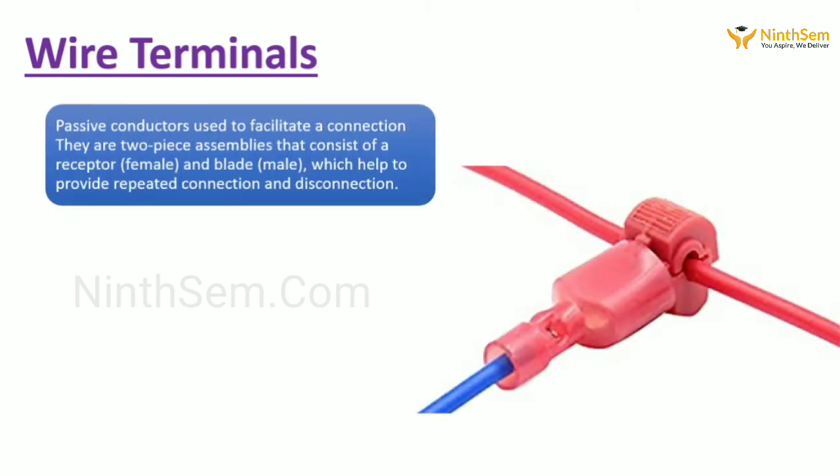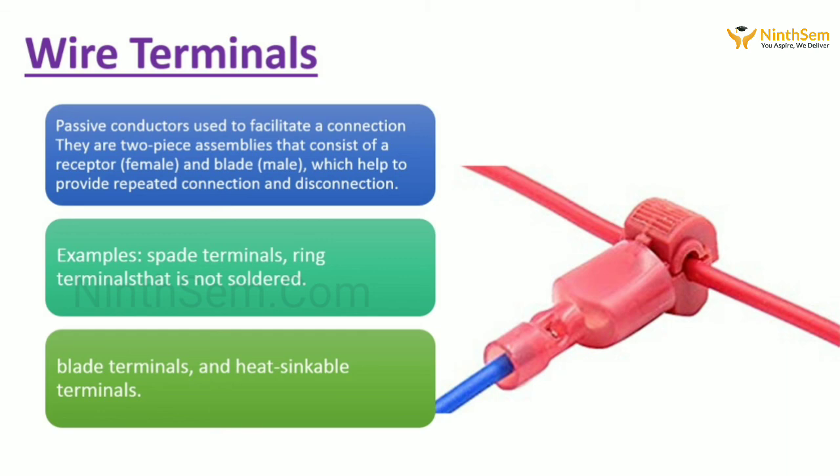Next come wire terminals. They are passive conductors used to facilitate a connection that is not soldered. They are two-piece assemblies that consist of a receptor, which is a female part, and a blade, that is a male part, which help to provide repeated connection and disconnection.